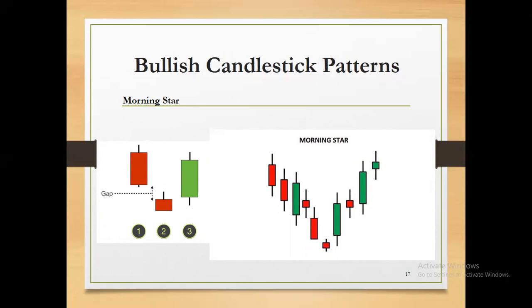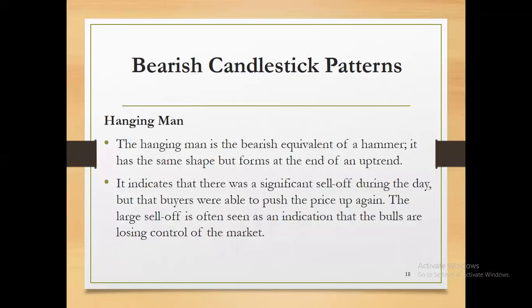Then we also have the hanging man. The hanging man is a bearish equivalent of a hammer. So we are not talking about bearish candlesticks now. This is the opposite of a hammer. A hammer is found at the bottom of the trend, but a hanging man is found at the top of the trend. It has the same shape, but forms at the end of an uptrend. That is just the difference.